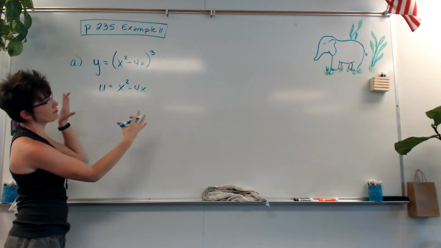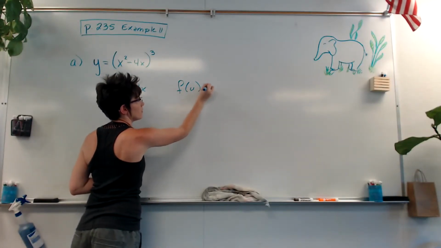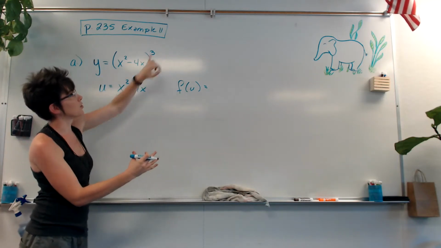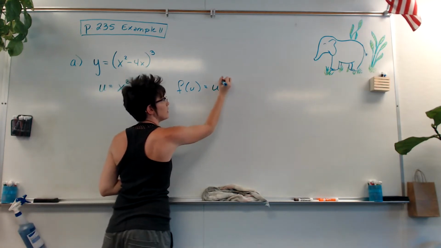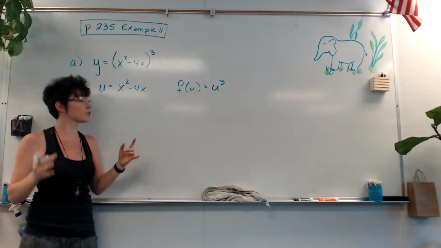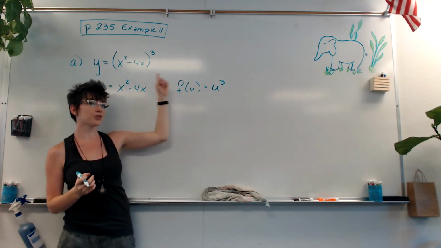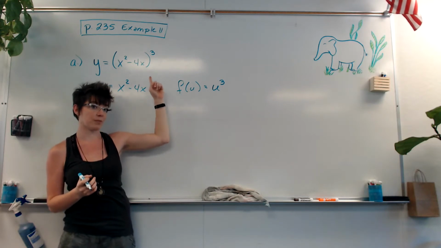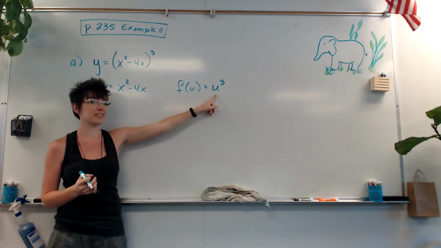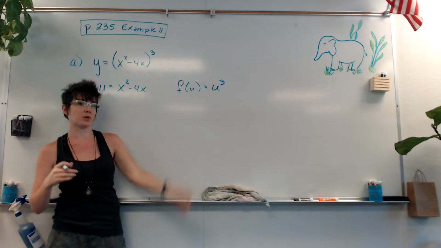And then the outer function is f of u. So what's the outer structure acting on u? It's a cube function, u cubed. So I can see, and just like check this for yourself, that if you take this and plug it in for u over here, you should get that original function composition back. And just kind of quickly checking in my mind, if I take x squared minus 4x and stick it in here, then I get x squared minus 4x cubed, and that is what I had originally.